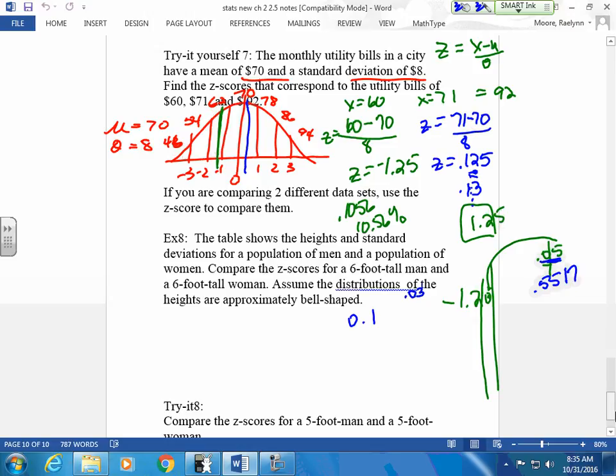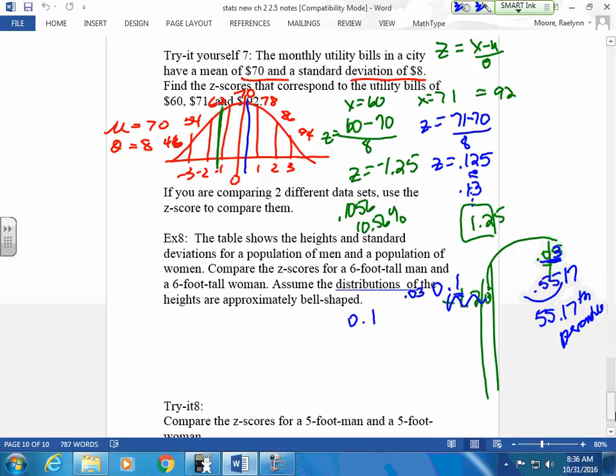So it's going to say 0.1 and 0.03. That means, aren't I over 50%? Doesn't my graph show me I'm over 50%? So I'm about this percentile. My bill is higher than 55.17% of all the bills.